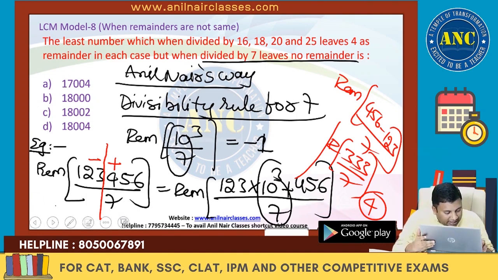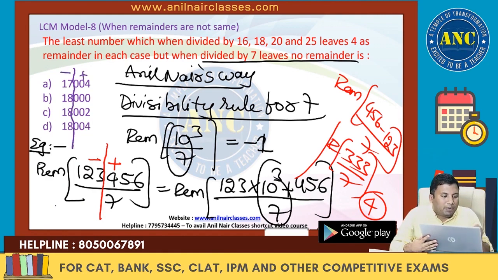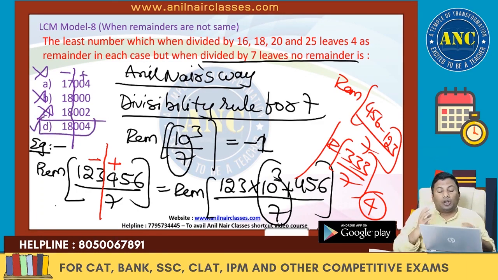With this idea, how I solved this original exam question is: take a group of 3 digits, alternately plus and minus. 17 minus 4, 13. 18 minus 0, 18. 18 minus 2, 16. 14. 14 is divisible by 7. I don't need to do anything else if I know the divisibility rule of 7.